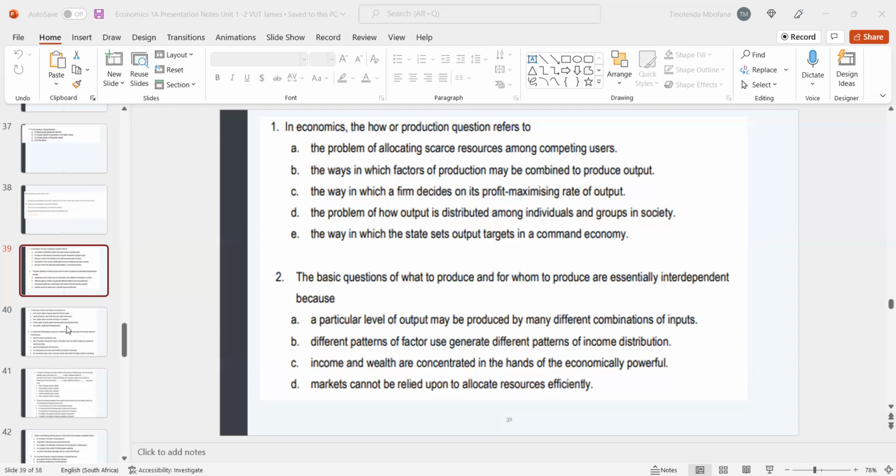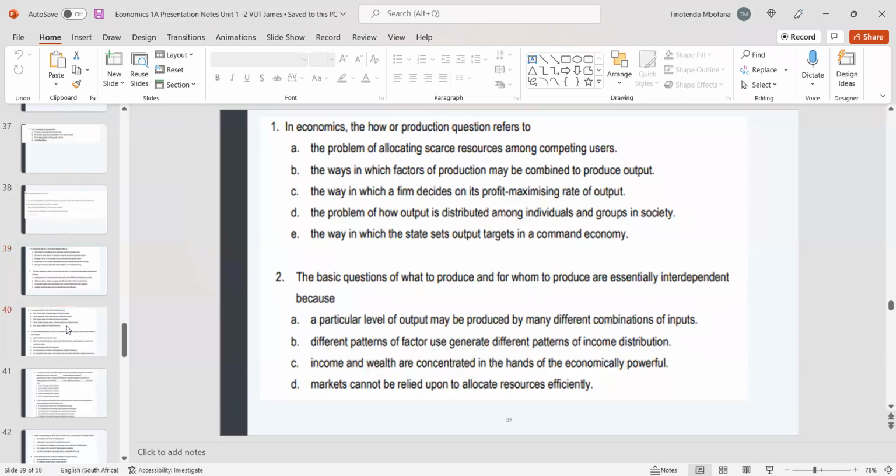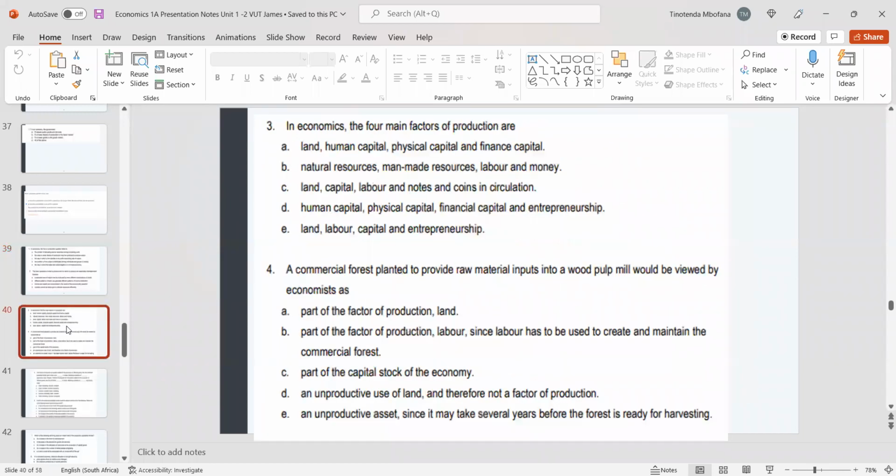All right, so I think I'll do this last question and then I'll open up the lecture for anyone who's got any questions for me. All right, question 3. In economics, the 4 main factors of production are, this one is straightforward, right? Money is not a factor of production. We've discussed this in our lecture number 1. So you're looking at land, labor, capital, and entrepreneurial skills, which is E. Anything that says financial capital or money, that's not a factor of production. That's just lying to you, right?